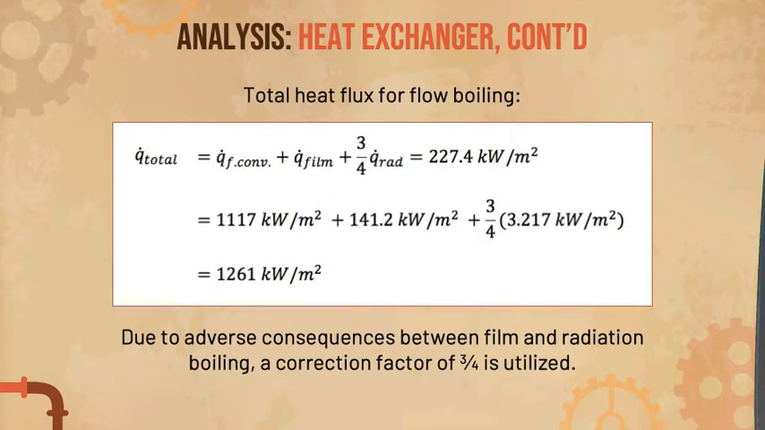The total heat flux for flow boiling is given as such: the forced convection plus film plus radiation boiling. Due to the adverse consequences that occur between film and radiation boiling, a correction factor of 3/4 is utilized and recommended. With this in place, we find a total of 1,261 kilowatts per meter squared.